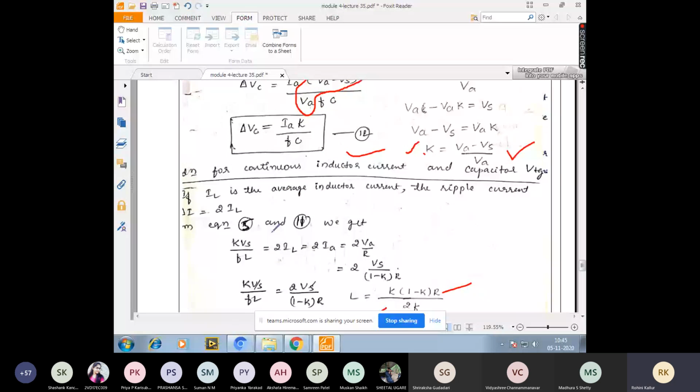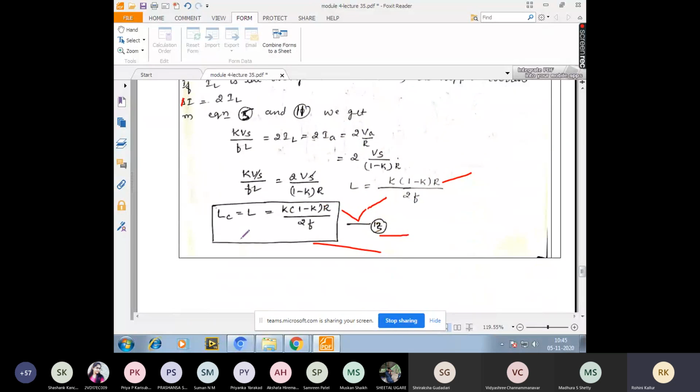To do that, I'll match up the value of delta I, which is equal to 2 into IL. IL is nothing but the load current, so that is equated. And from this, we wrote the equation for LC, that is the critical value of inductor. Then we have LC, which is equal to K into (1 minus K) into R divided by 2F. This we will write.